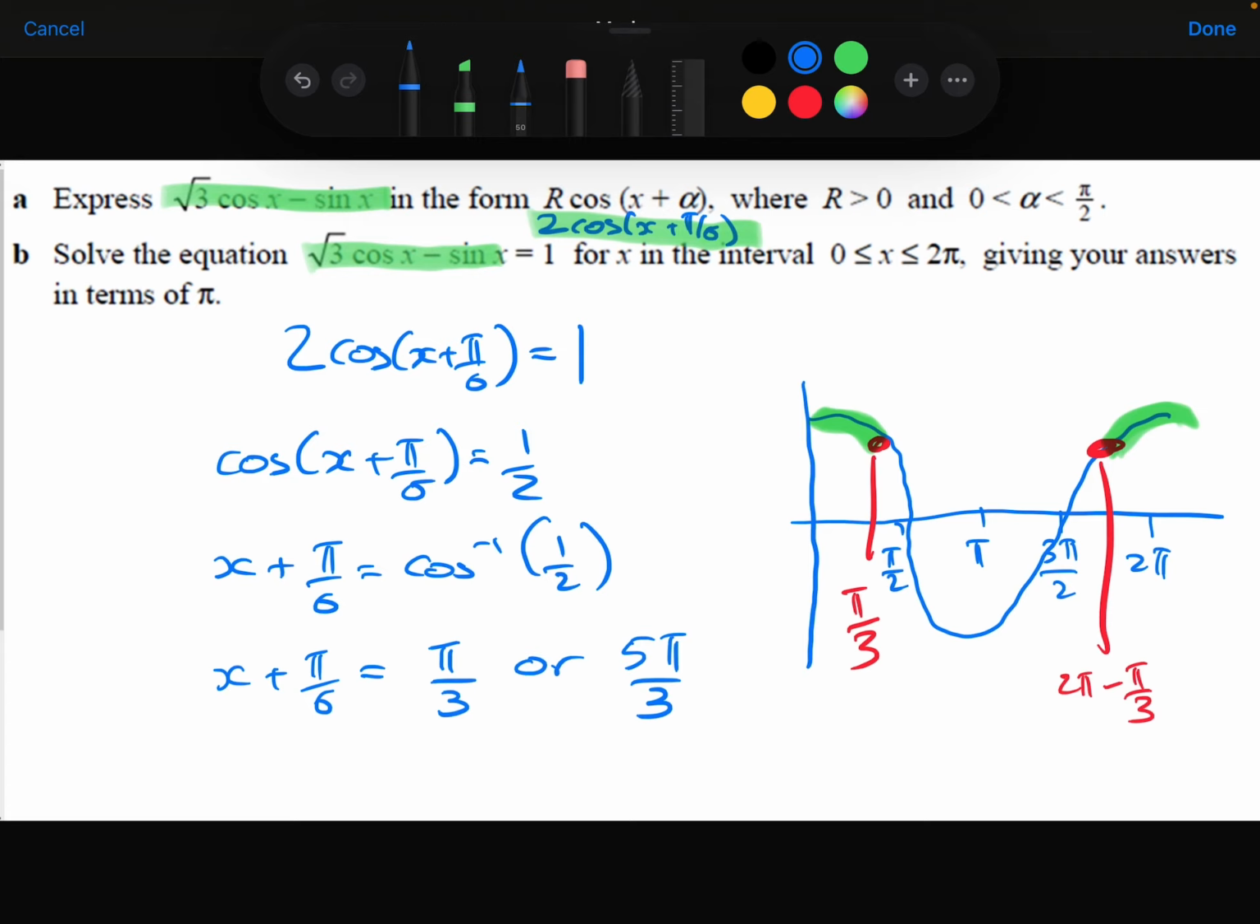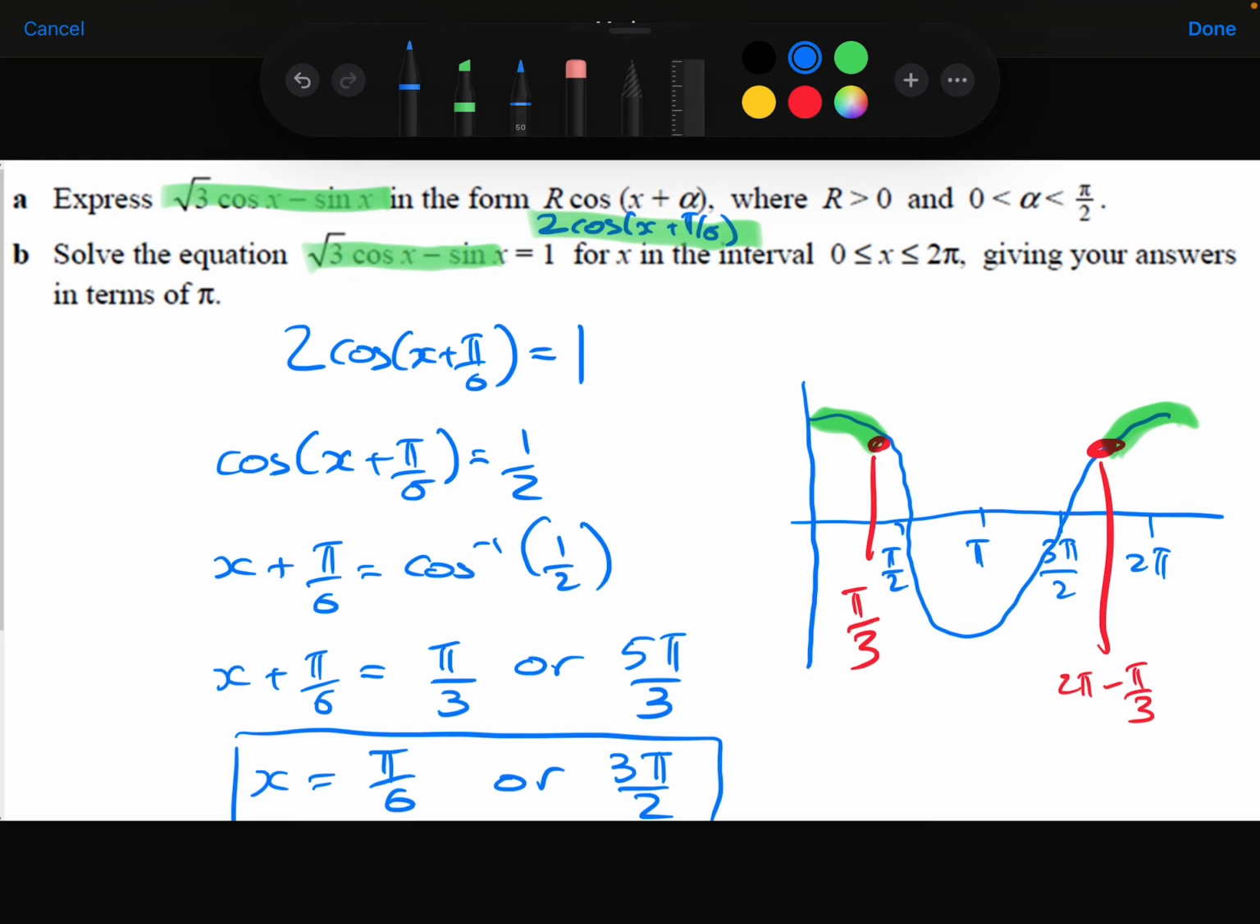So I know that x plus pi over 6 is either going to equal pi over 3 or 5 pi over 3. So now all I need to do is take pi over 6 away from both of those, and that's going to give me the 2 answers that I want. So pi over 3 minus pi over 6 is going to be pi over 6, and 5 pi over 3 minus pi over 6 is going to be 3 pi over 2. And those are your 2 answers.